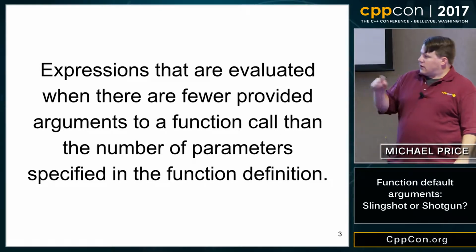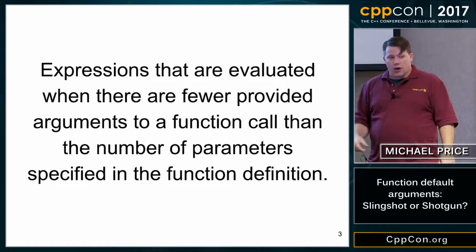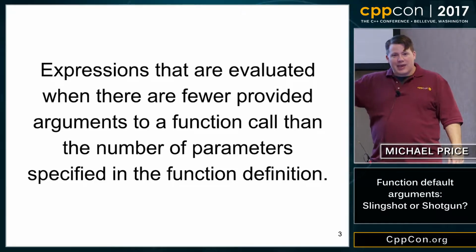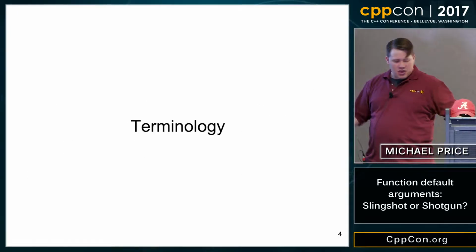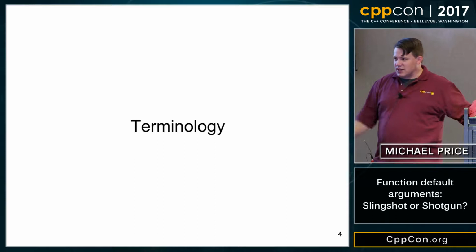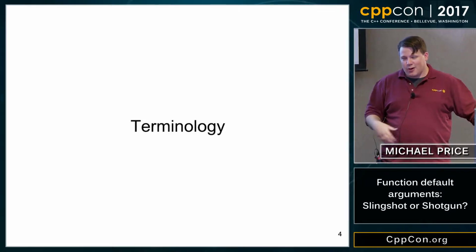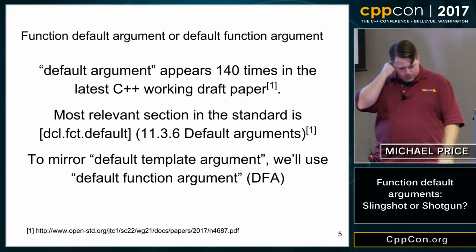But if the definition or declaration of the function has specified default arguments, then you can leave off arguments at the end of your call. And it's pretty common. Most languages these days have some form of this, and it looks like a pretty basic and simple language feature. What can go wrong?